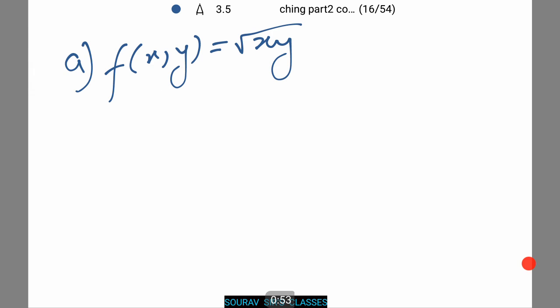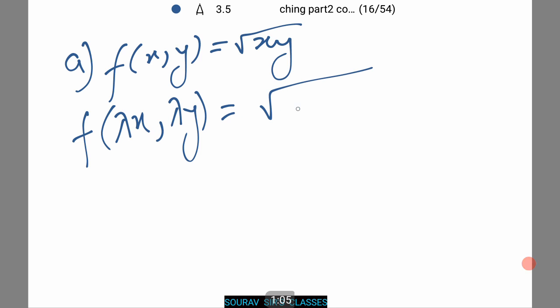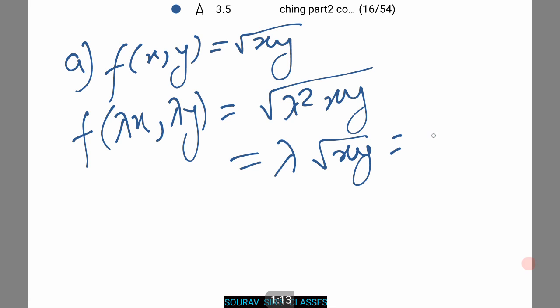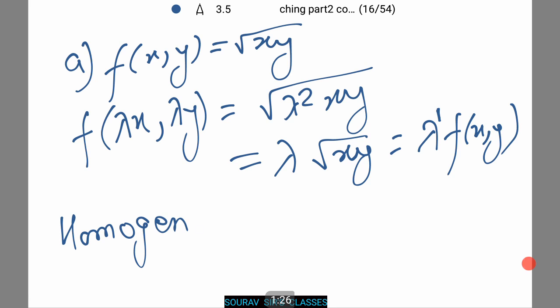For example, in the first question we have f(x,y) equals root xy. Now how to find it? Put the value lambda x, lambda y in this function. This comes to root of lambda square xy, which equals lambda root xy, and root xy is nothing but lambda f(x,y). The power over here is 1, thus this function is homogeneous of degree 1.